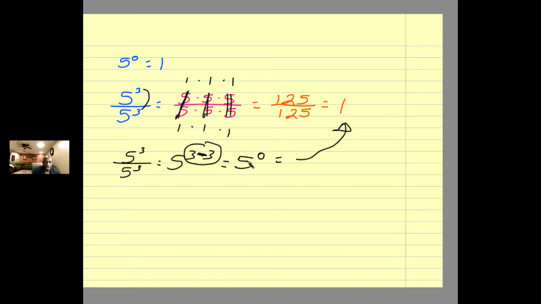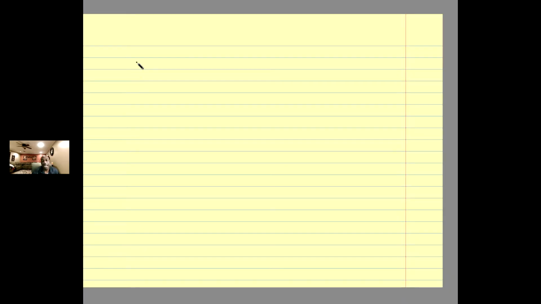So that must mean that 5 to the 0 power means that there are no 5s left. 5 to the 0 power means all the 5s are gone. 5 to the 0 power means all of the 5s have been canceled. You don't have any 5s left. And if you don't have any left, what do you have that's left over? 1. That's what's going on there. So I need you to understand what's happening there. All right, let's look at this. Hopefully you kind of understood that.